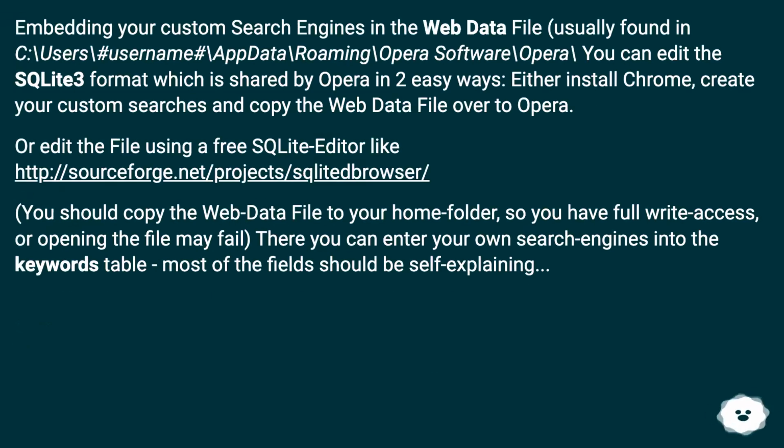Embedding your custom search engines in the web data file, usually found in /Users/#username/#appdata/Roaming/Opera Software/Opera/. You can edit the SQLite 3 format, which is shared by Opera, in two easy ways. Either install Chrome, create your custom searches and copy the web data file over to Opera, or edit the file using a free SQLite editor like this one.